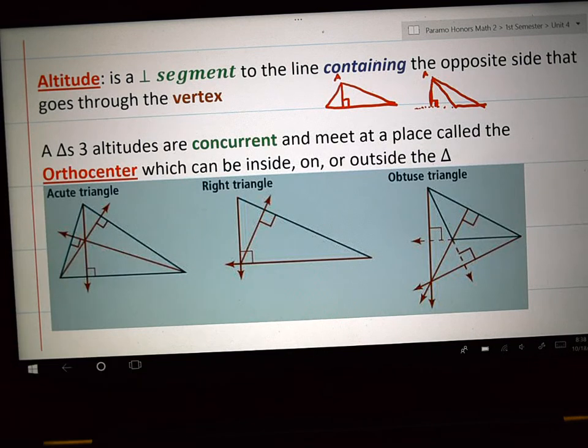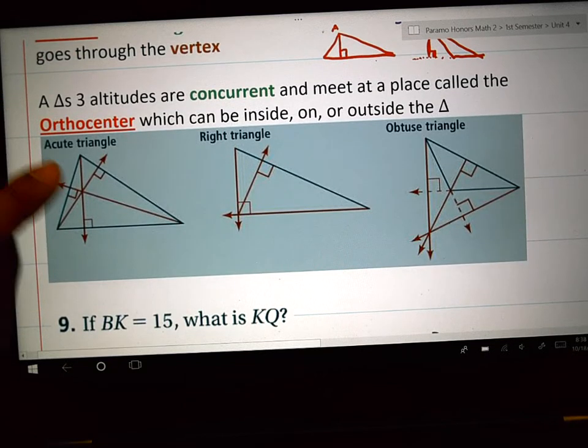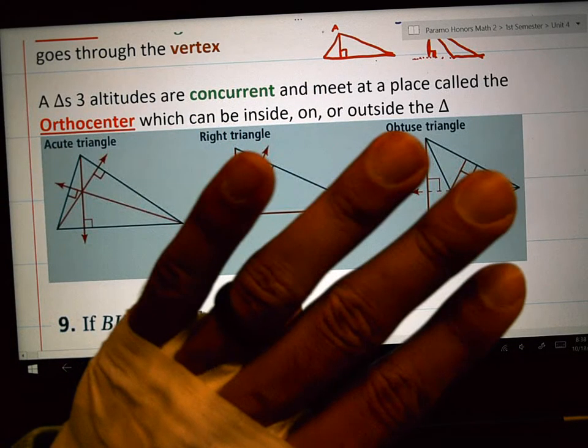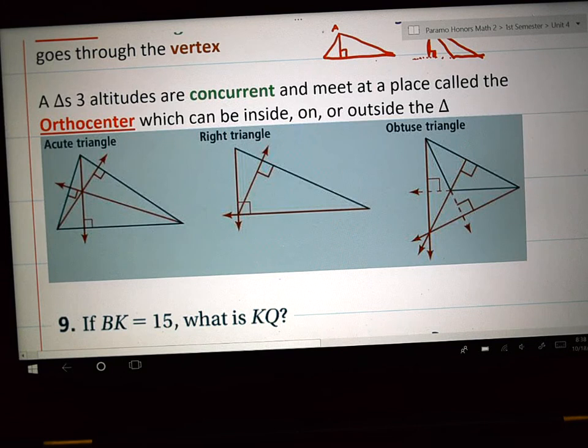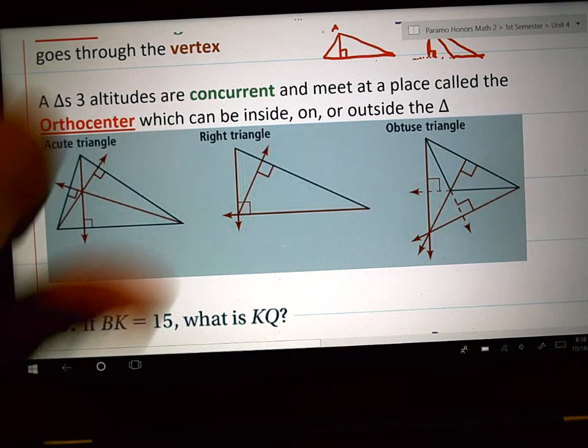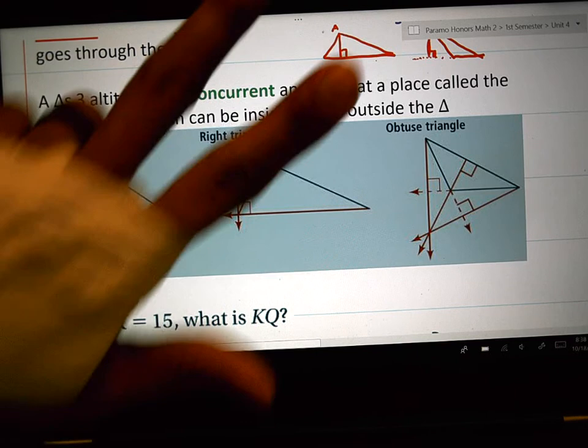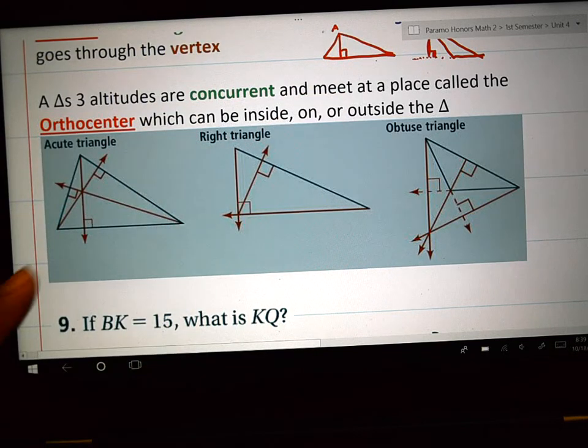That's what this shows. Now, what happens when I intersect all three altitudes? It produces the fourth thing that you need to know, called the orthocenter. The orthocenter is the last of the 4 concurrent lines of a triangle. We've talked about a circumcenter. We talked about an incenter. We talked about the centroid. The fourth one is the orthocenter.